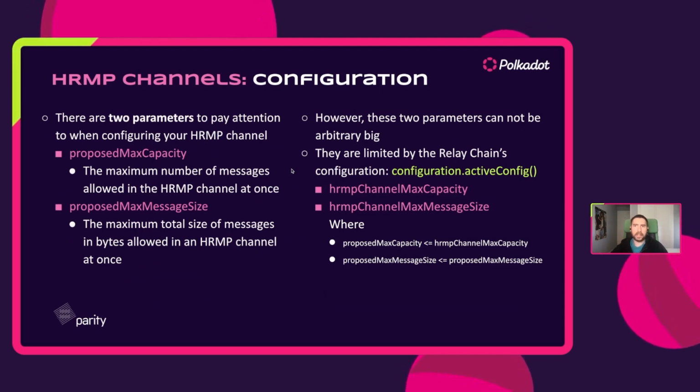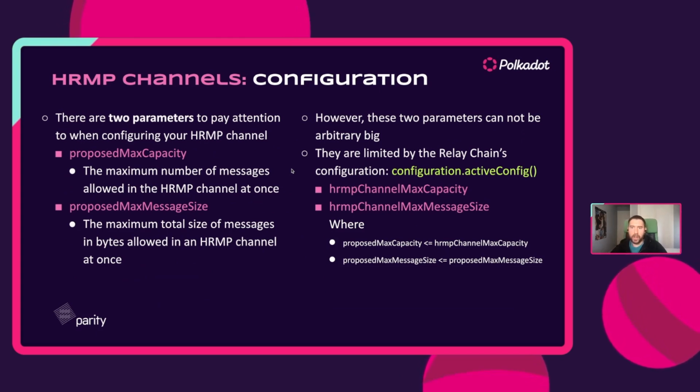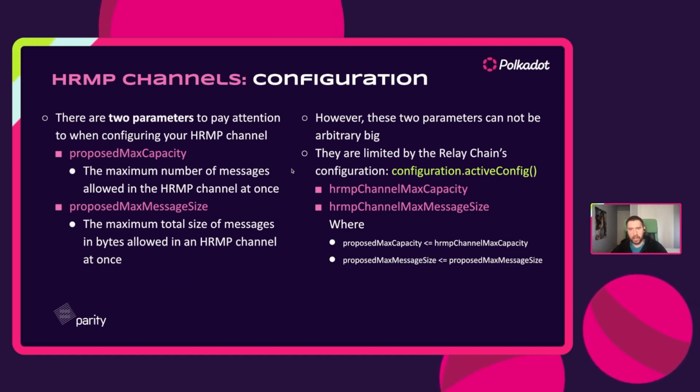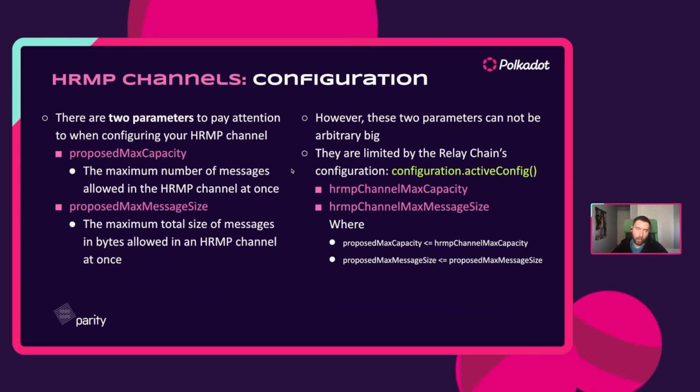So you cannot set arbitrary values for these parameters, because they are constrained by the relay chain configuration. So if you go to query the storage of the relay chain, you go to configuration, active configuration, you can get HRMP channel max capacity and HRMP channel max message size. So basically, those are the limits. So your proposed value should always be smaller than or equal to the relay chain configuration.